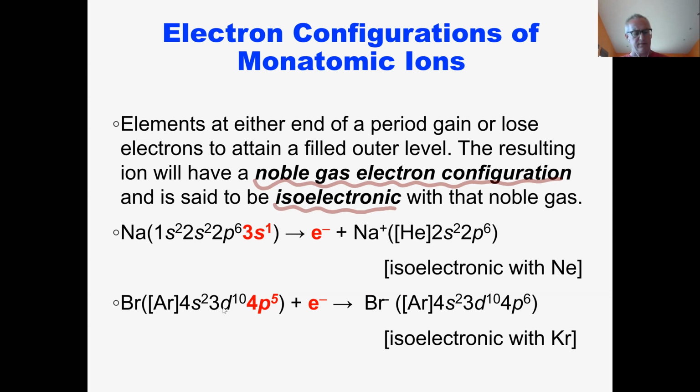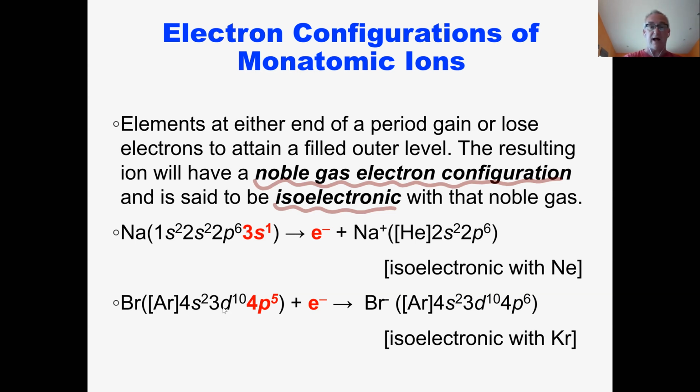Isoelectronic means what? If 2 things are isoelectronic, what does that mean? Iso means same. Electronic means electronic. The same electron configurations of noble gases. Not just that, it just means that it's the same number of electrons. Like that's real simply, it just means the same number of electrons.